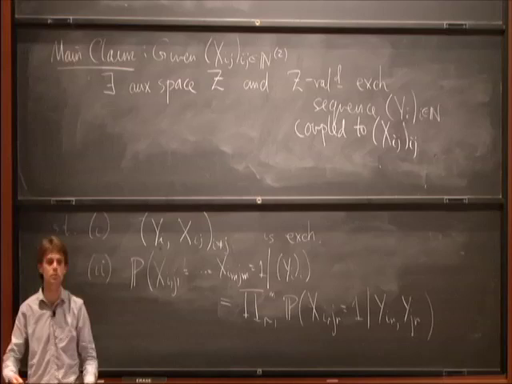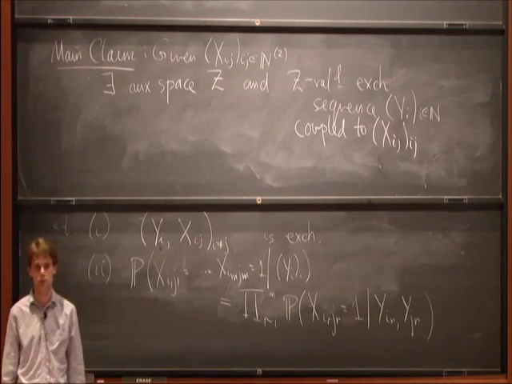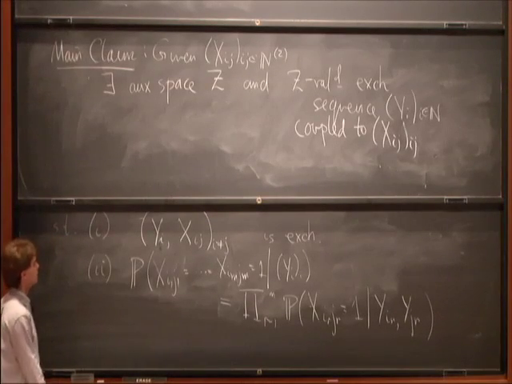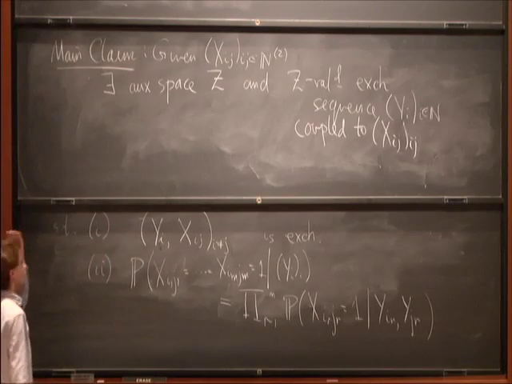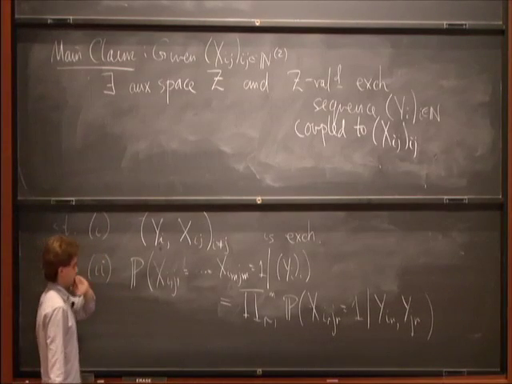It just means that if you permute them using some permutation of n, the law doesn't change. So the same definition as before. And I'm going to ask that that holds. And then I'm also going to ask for this second property.